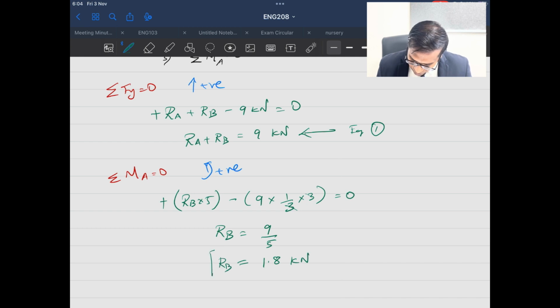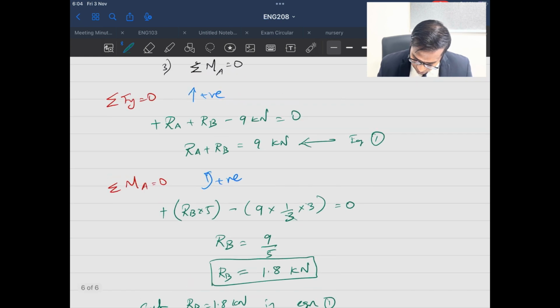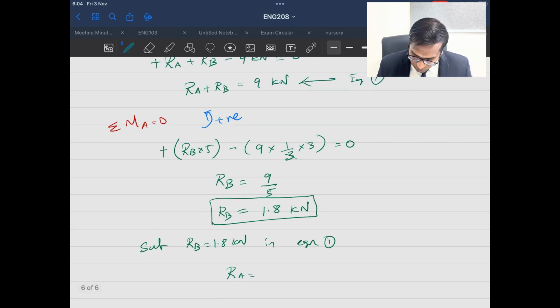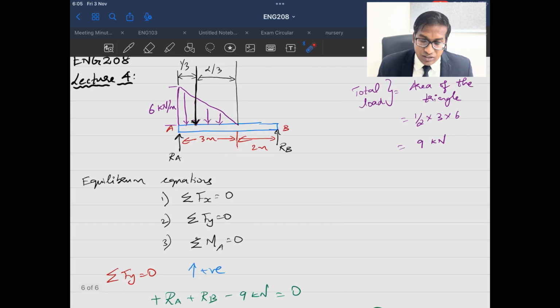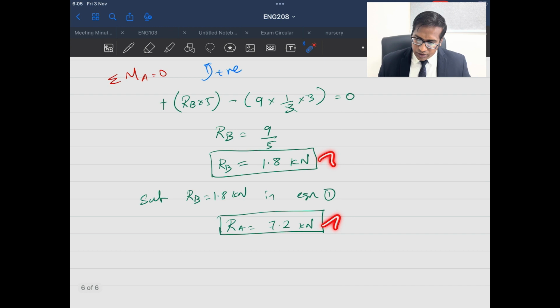If I substitute RB equal to 1.8 kilonewton in equation 1, I will get RA as 9 minus 1.8, which is 7.2 kilonewton. If I want to cross check, quickly we'll do it. The load is acting towards RA, so the magnitude of RA will be more compared to RB. That is reflected in my answers. So obviously my answer is correct.